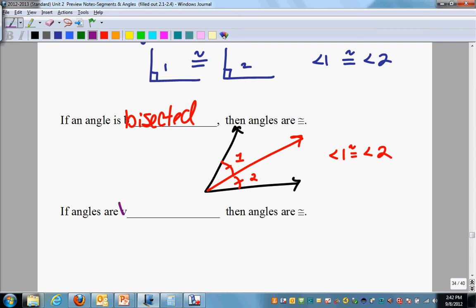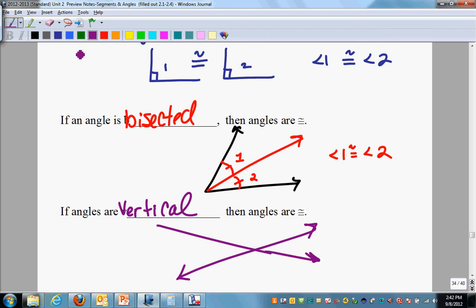Last one, if angles are vertical, then the angles are congruent. Vertical, remember, is made by two straight lines, so start by drawing two straight lines. And these angles directly across from each other are automatically congruent as well because they are what's called vertical angles. So in this case, angle 1 is also congruent to angle 2. Those are also called bow tie angles or cat whisker angles or whatever other illustration you can remember. Angles directly across from each other made by straight lines are called vertical.